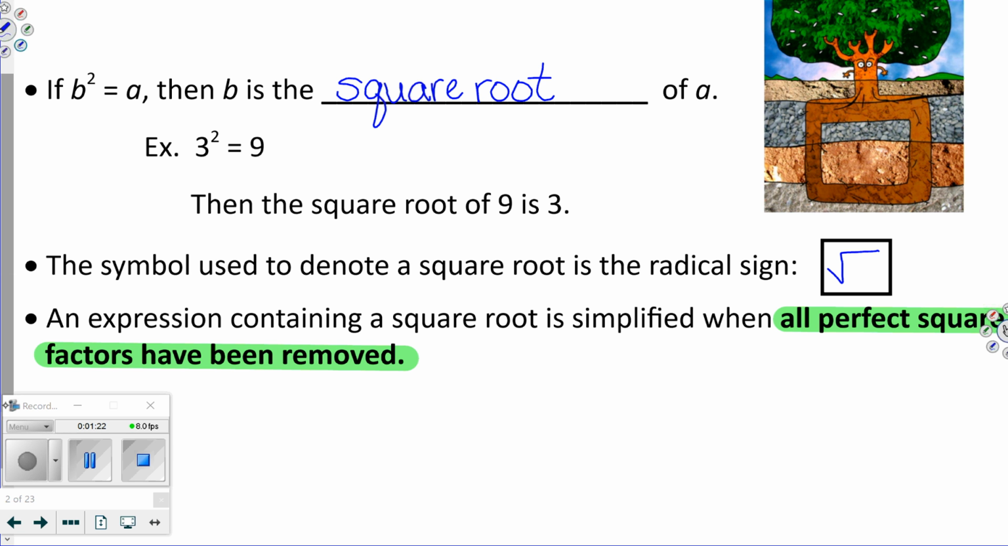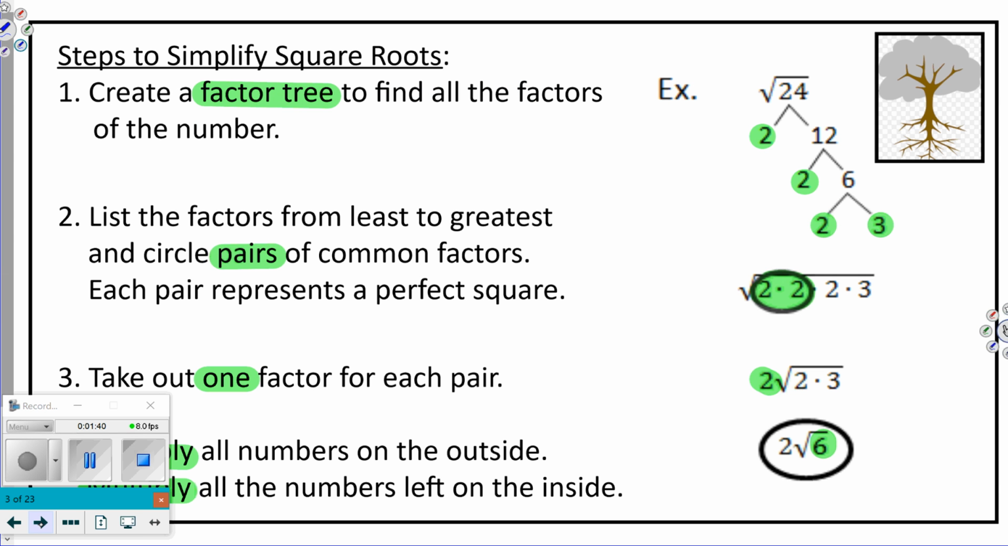Anyway, all right, an expression containing a square root is simplified when all perfect square factors have been removed. You're going to learn really fast in this class that we do not use decimals. Everything needs to be exact. Decimals are rounded off. So we will leave things in radical form. So let me go through this example here, showing you how to simplify a square root, and then we'll try some of them together. Right?